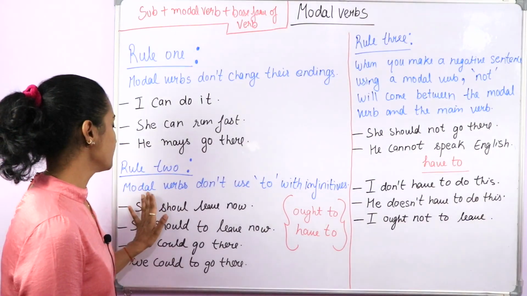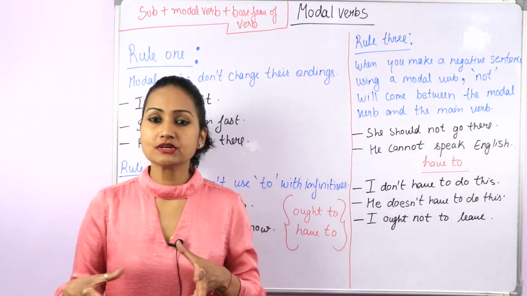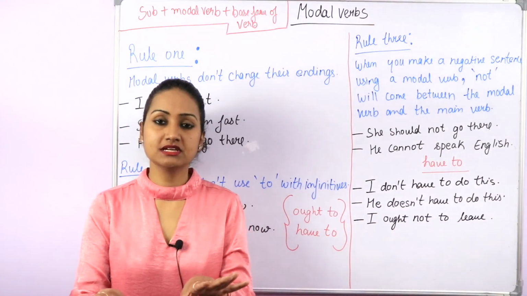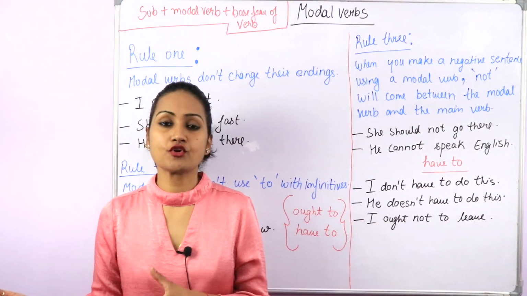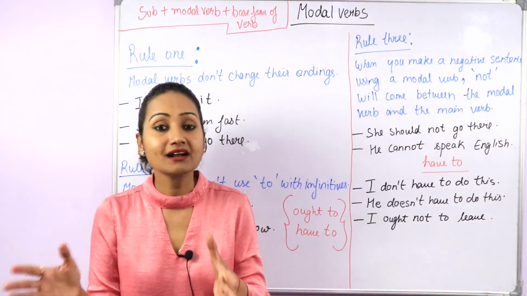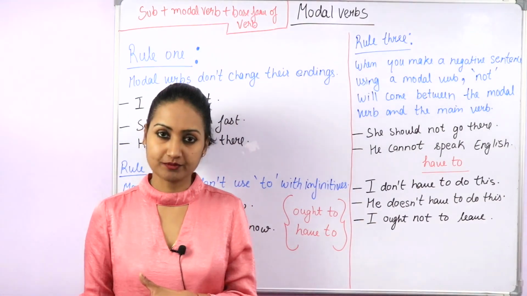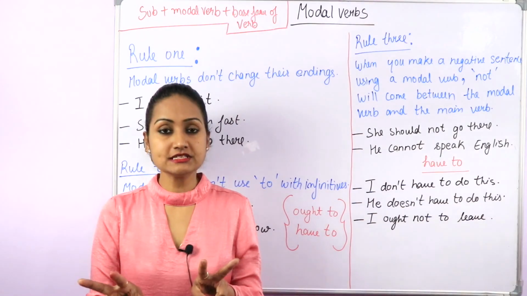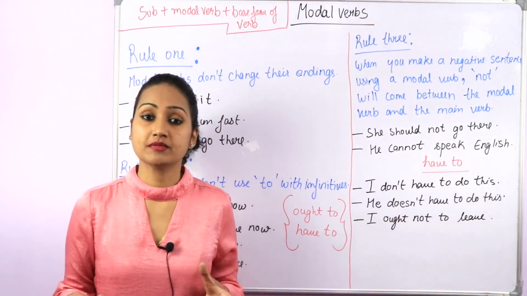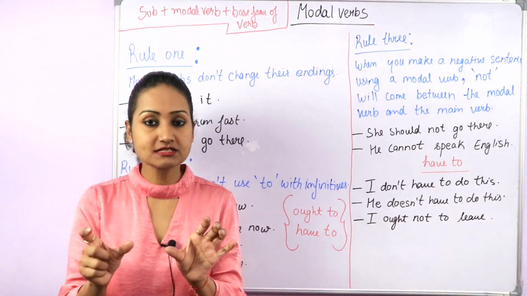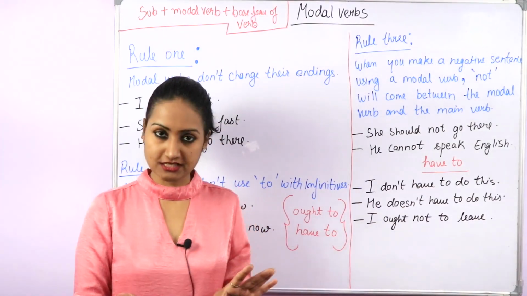Second rule is modal verbs don't use to with infinitives. Don't get into infinitives too much. Just keep this thing in mind that infinitives are words which are made from a verb, but they don't act like a verb. They act like an adjective, a noun or an adverb. And they are made of two words. One is to and the verb, okay? For example, I want to swim. So I want is the main verb and to swim, so to swim is infinitive.